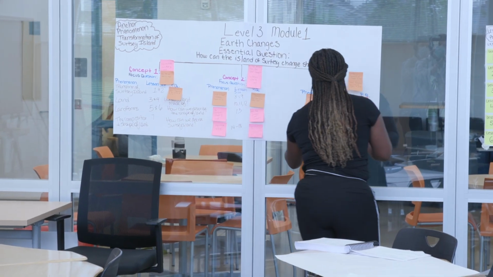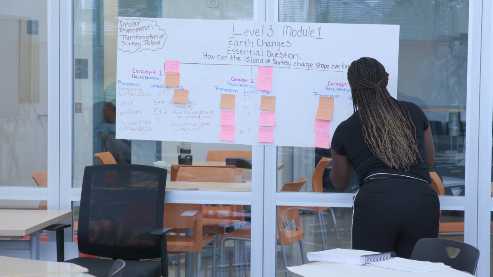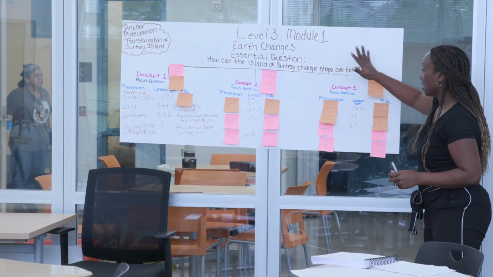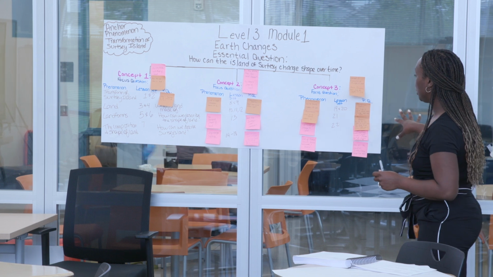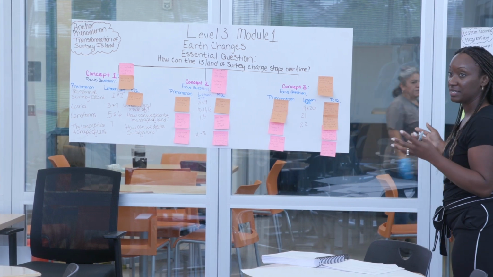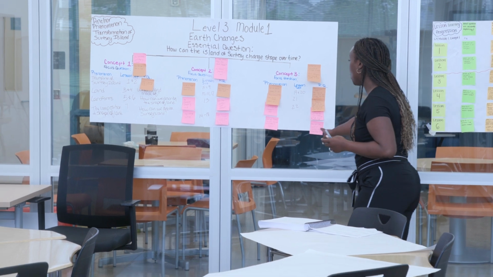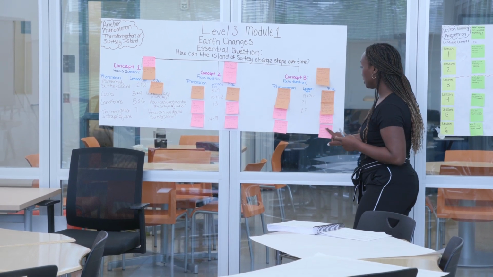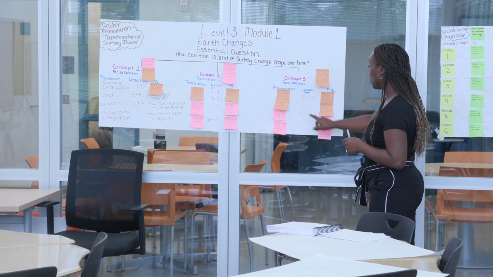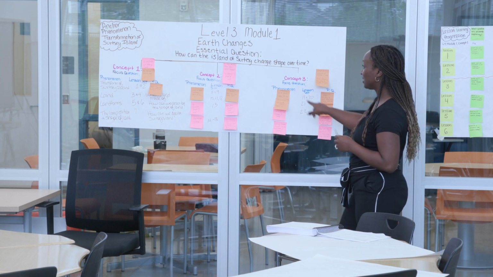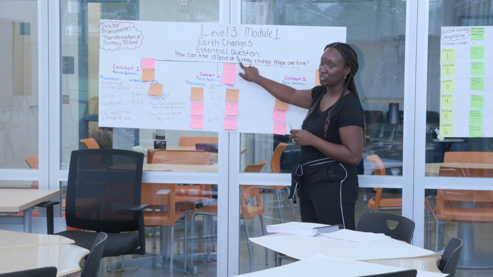Okay, so we have the rest of our module completed. As we are providing an overview for teachers, this is a way that they can see a snapshot of the module in its full entirety. You'll be able to see that when I hit lesson set number 22, going into my end of module assessment, the phenomenon question is, how can the island of Surtsey change shape over time? And that's the same question that we have in the essential question.